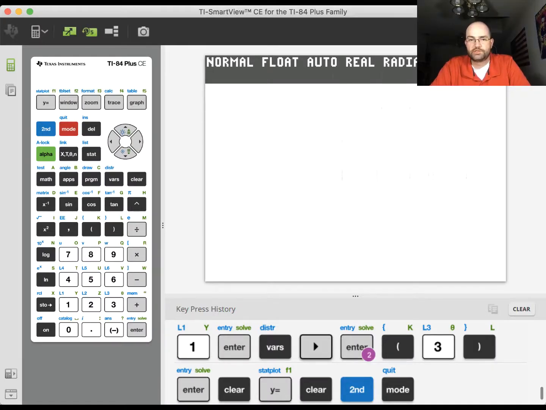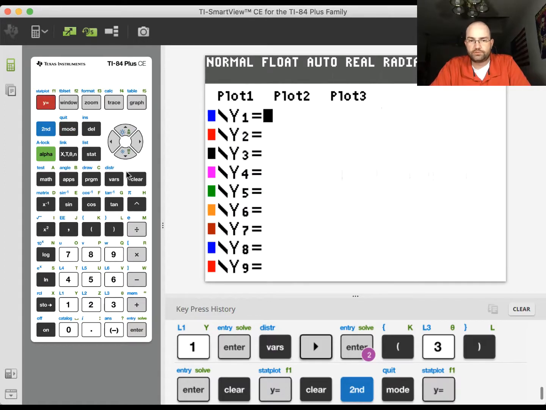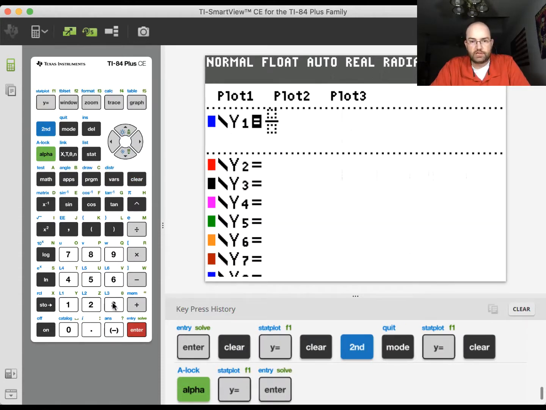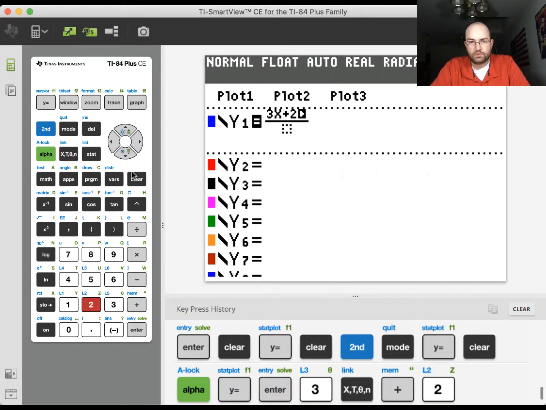Welcome to the calculator. Let's go to y equals, clear anything in here, and then type in the rational function: 3x plus 2, right arrow, and then 2x plus 4.